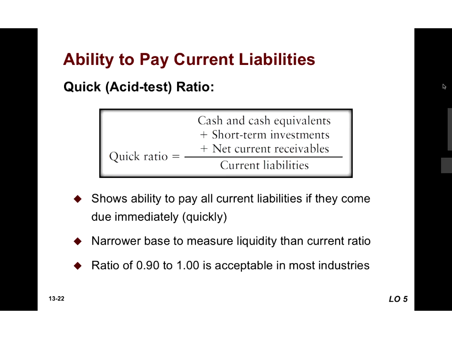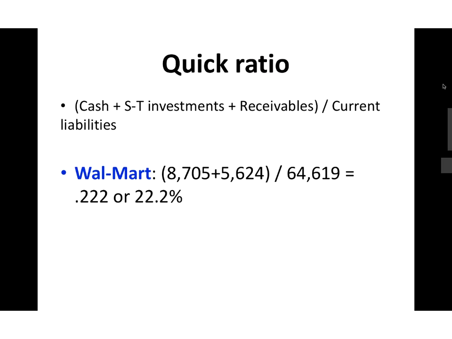So we want a quick ratio of 0.9 or so. And again, this is how easily can we pay our bills ignoring inventory, because sometimes inventory is hard to sell. So doing Walmart and Sears, Walmart has a quick ratio of 22.2%. So that's quite a bit below the 90%. Still wouldn't worry too much about Walmart.